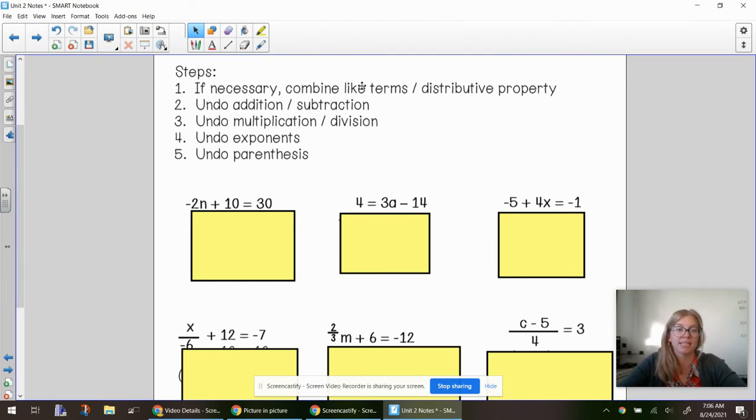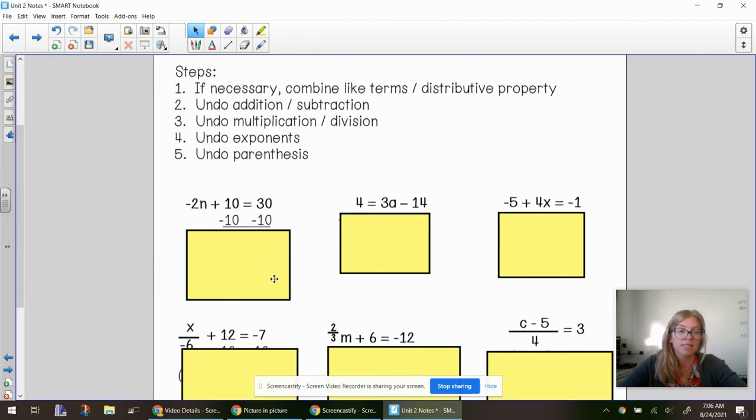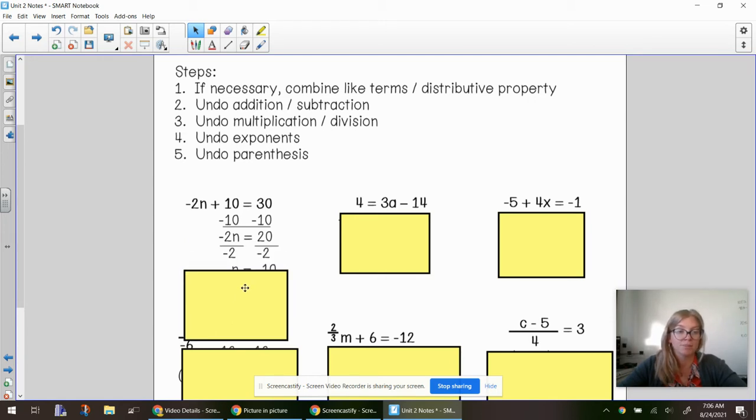Let's do a couple examples together. So for these first three examples, there are no combining like terms or distributive property. Actually, I don't think there are for any of these examples today. So we're going to start by undoing addition and subtraction. On the same side of the equal sign as n, we see plus 10. So we're going to undo that by subtracting 10. That gives us negative 2n equals 20. Then we're going to undo multiplication and division. So we're going to divide both sides by negative 2. And we get n equals negative 10.